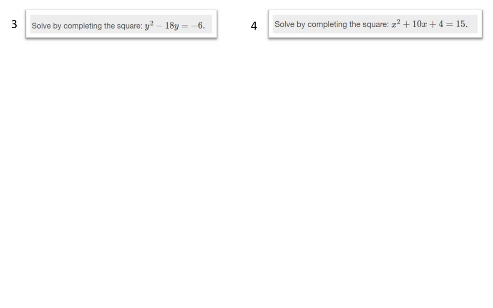Now let us have another one. Number 3. Solve the quadratic y square minus 18y is equal to negative 6 by using the same method. Okay. So take the coefficient of y here, that is negative 18. So the half of that one is negative 9. So the first term is y minus 9, the square. And why is it negative here? Because this sign is negative. In the last cases, the sign is positive, that's why we kept positive there. But in this case, it is negative, so y minus 9, the whole square, is equal to negative 6.